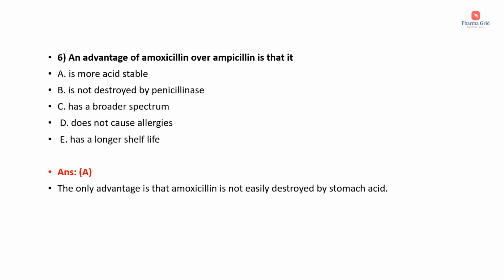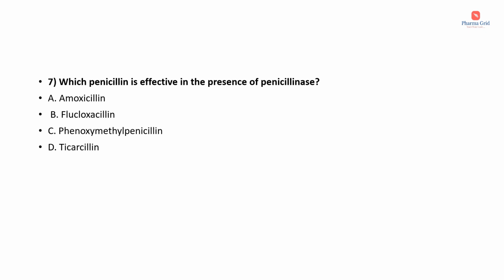Which penicillin is effective in the presence of penicillinase? The options are amoxicillin, flucloxacillin, phenoxymethyl penicillin, ticarcillin. Here the correct answer is option B, that is flucloxacillin, and examples of other penicillinase resistant penicillins include methicillin, cloxacillin, and dicloxacillin.